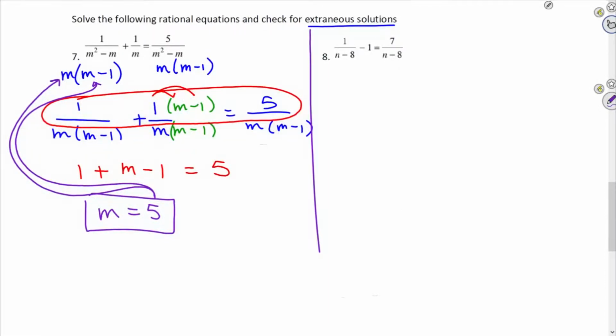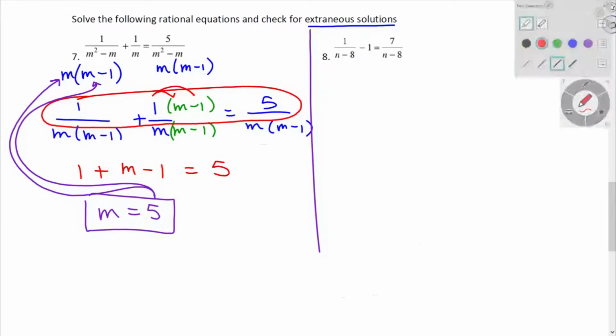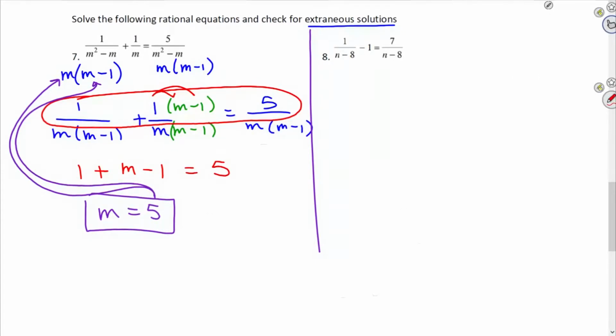In number 8, it's very similar. I'm again factoring my denominator. I don't have anything to factor. That's even easier. It looks like n minus 8 will be my common denominator, so I'll write this 1 over n minus 8. That term is fine. This 1, I'll think about like a fraction, 1 over 1. And so I need my common denominator of n minus 8. So I'll multiply top and bottom by n minus 8, equals 7 over n minus 8.